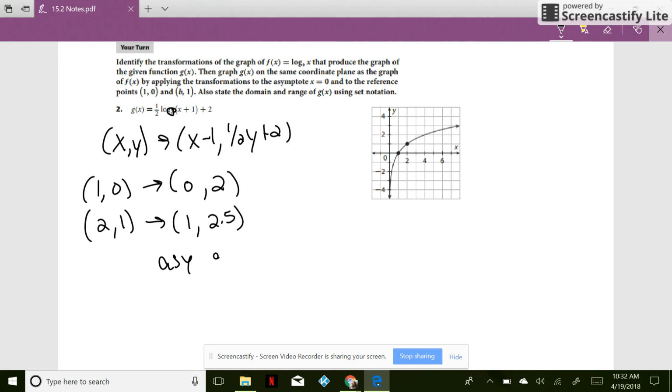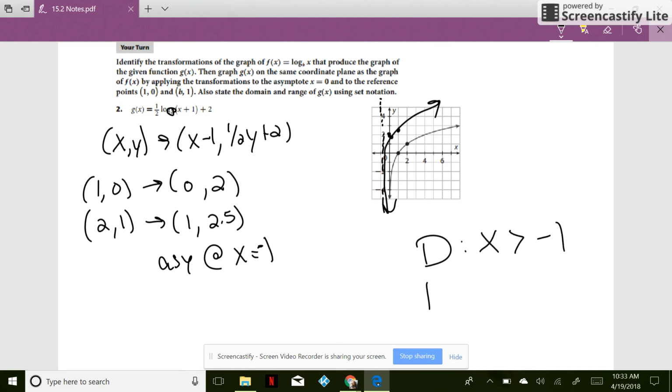We're going to have an asymptote at x equals 1. Oh, sorry, -1, because we're subtracting 1. And x equals -1 is our asymptote there. So we can plot that. X equals -1, coordinate at 0, 2, and then a coordinate at 1, 2.5. So it's going to look something like that. Domain, x is greater than our asymptote of -1. Range is all real numbers.